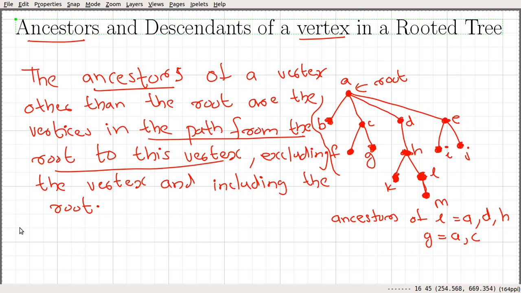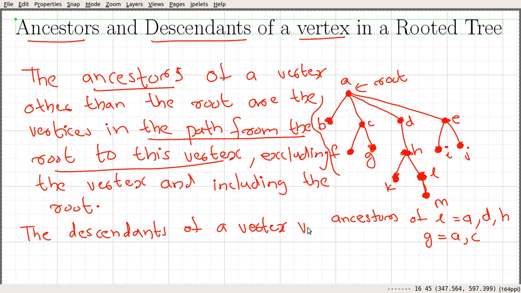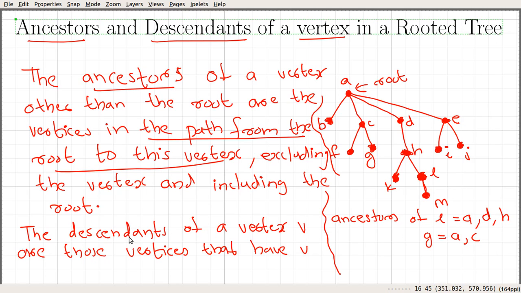Similarly, we can also define what is called the descendant. The descendants of a vertex V are those vertices that have V as an ancestor.